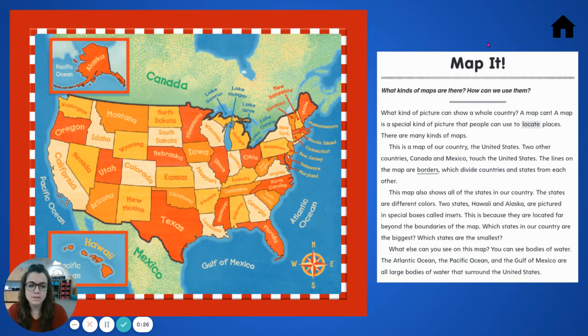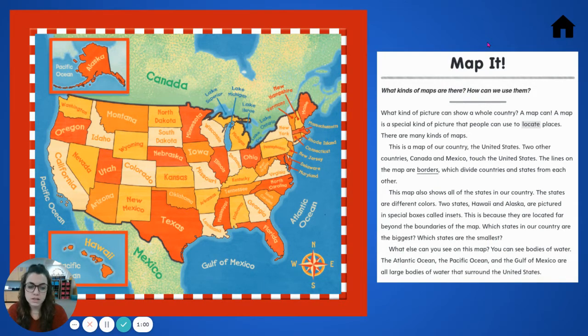There are many kinds of maps. This is a map of our country, the United States. Two other countries, Canada and Mexico, touch the United States. The lines on the maps are borders, which divide countries and states from each other. This map also shows all of the states in our country. The states are different colors. Two states, Hawaii and Alaska, are pictured in special boxes called insets. This is because they are located far beyond the boundaries of the map.